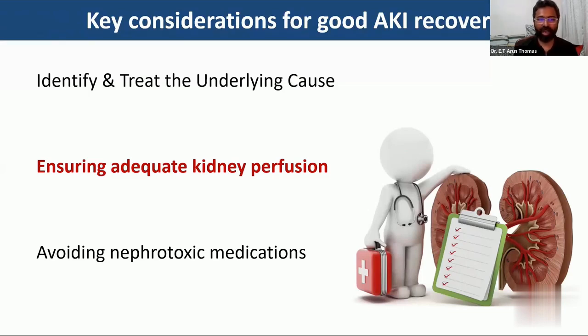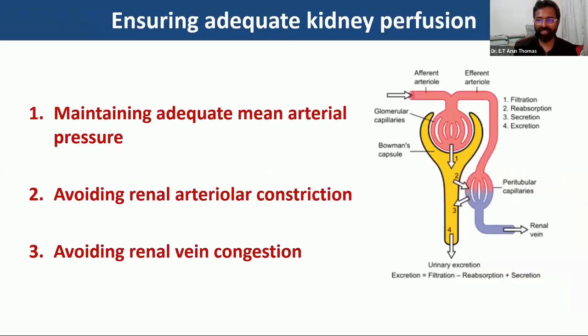So here I'm focusing on how to ensure adequate kidney perfusion. It is very simple, very common sense to understand that if you want to ensure adequate kidney perfusion, we have to maintain adequate mean arterial pressure, and we have to avoid renal arteriolar constriction. Then only the kidney glomerulus will be perfused. And avoid renal vein congestion. If the venous system is congested, even if the blood is moving to the kidney with high pressure, it is not moving out. Still, the perfusion is affected.